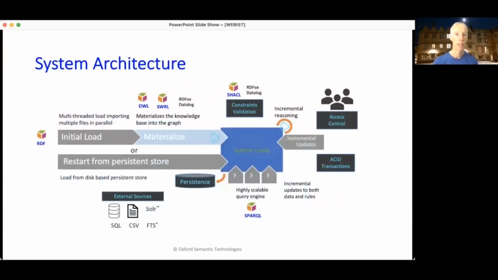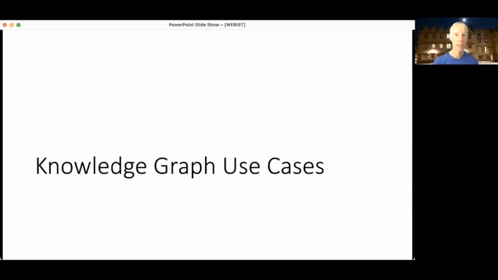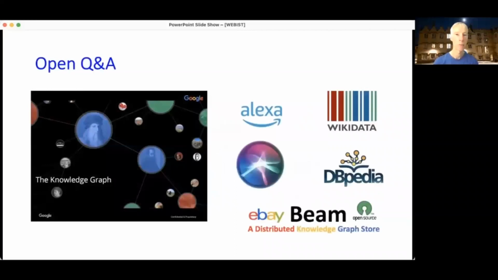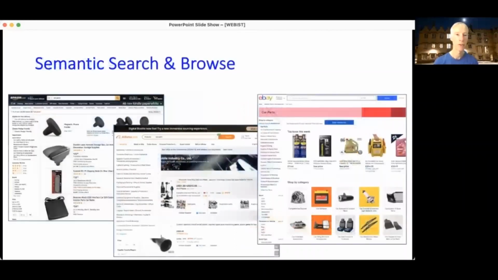Developing RDFox into the fully fledged system that we have today has taken several years. However, we are now able to support large-scale and mission-critical applications. And I want to just spend a little time looking at the range of applications that we're now seeing. These can include web-related applications such as open question and answer, as well as e-commerce applications where graphs are used to represent available products and to support searching and browsing based on product categories and features.